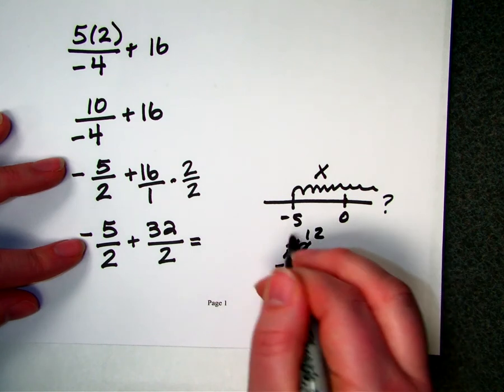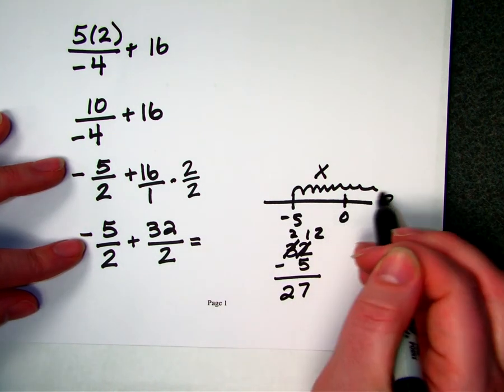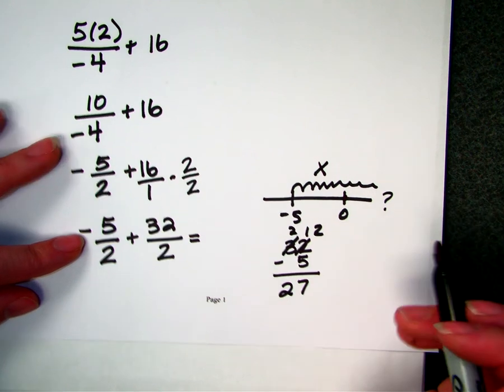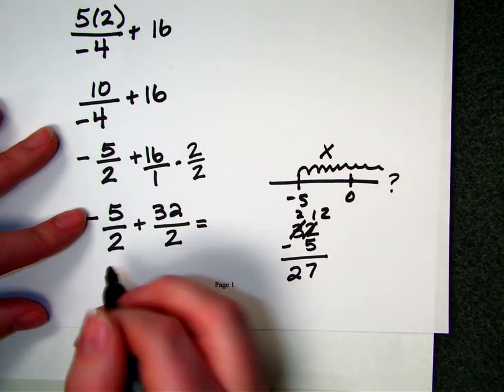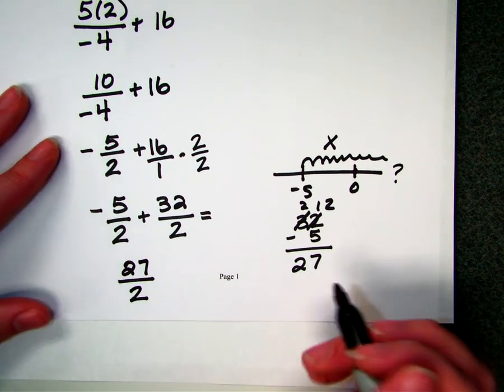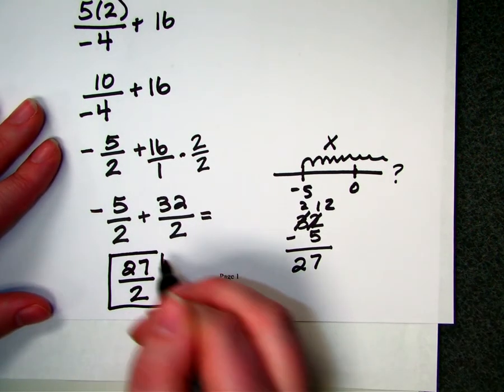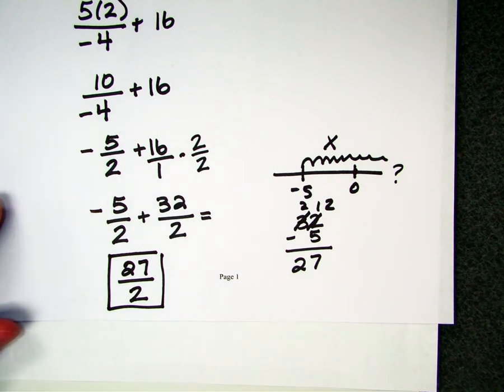Let's see, 32 minus 5 is 27. And then whatever's left over is the number of steps we would be past 0. So negative 5 plus 32 is equal to a positive 27. Still over our denominator of 2. 27 is not divisible by 2, so I am finished with this problem.